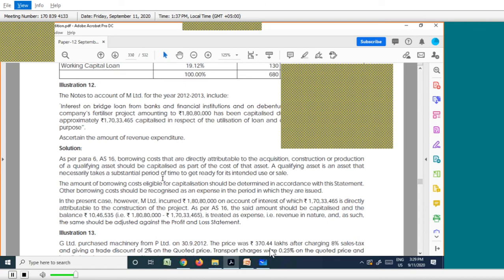Only 1 crore 70 lakh 33,465 should be capitalized. The 10 lakh 46,535 should be removed and debited to the P&L account. That is your revenue expenditure.